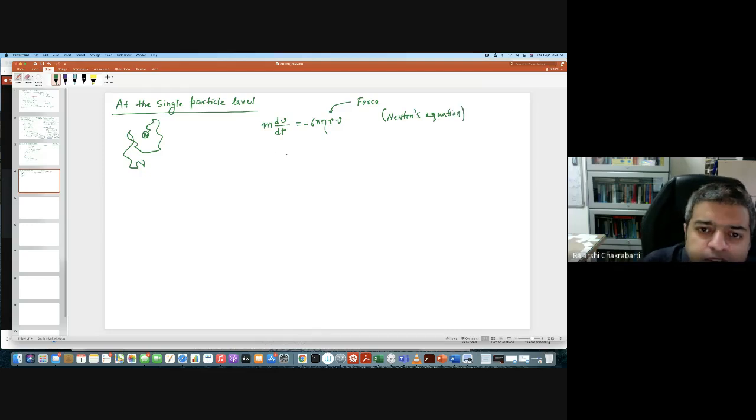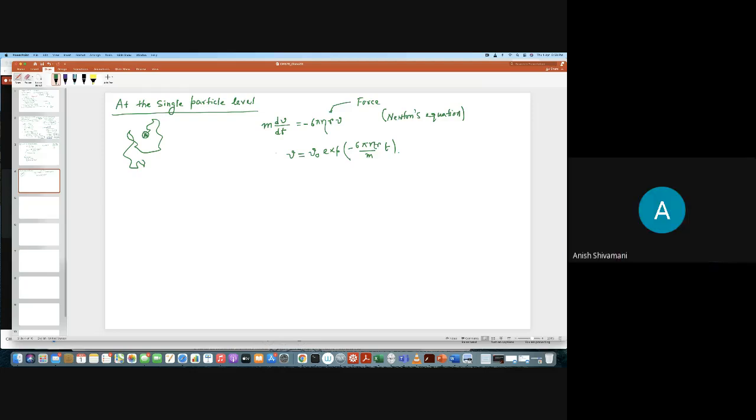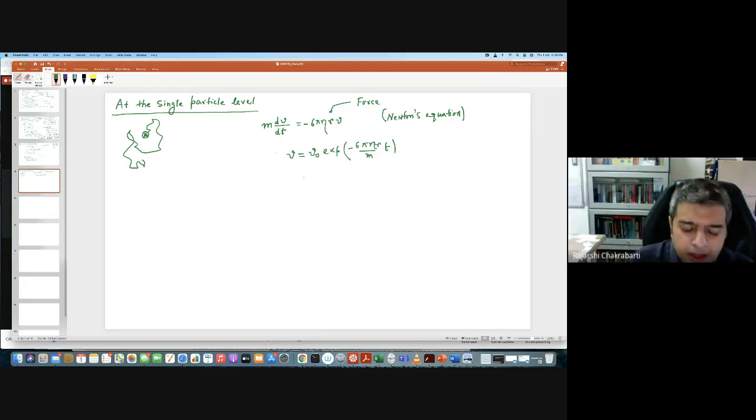Now, if I solve this equation, I know how to solve it. It is exponential decay: v = v0 e^(-6πηr/m · t), or in other words, ln(v/v0) = -6πηr/m · t.